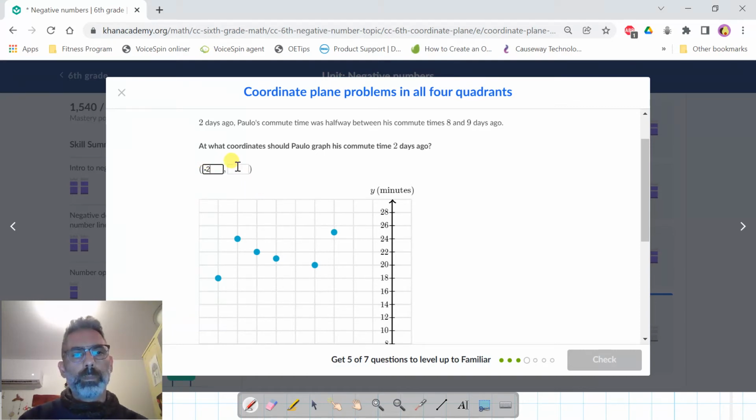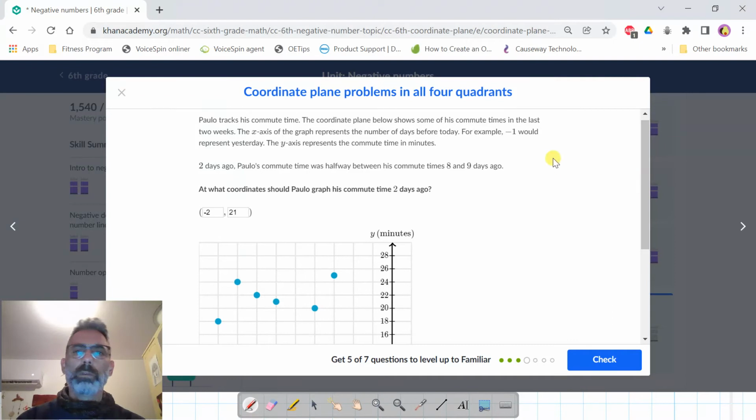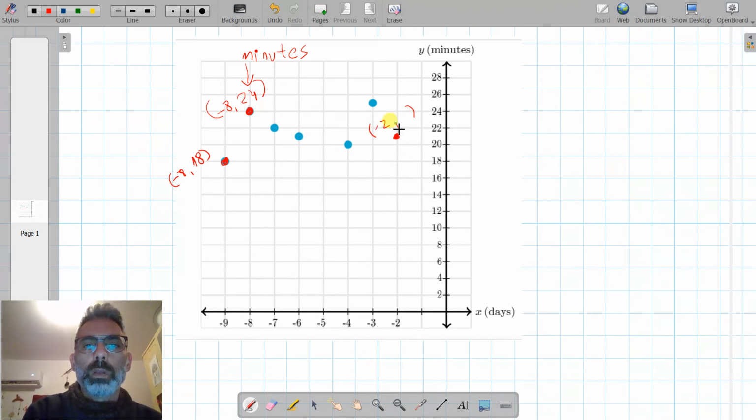-2 and 21 minutes, between 18 and 24, halfway. Commute time is halfway between his commute times 8 and 9 days ago. Okay. So -2 and 21. So this is the point. -2 and 21. 21 is halfway between 18 and 24.